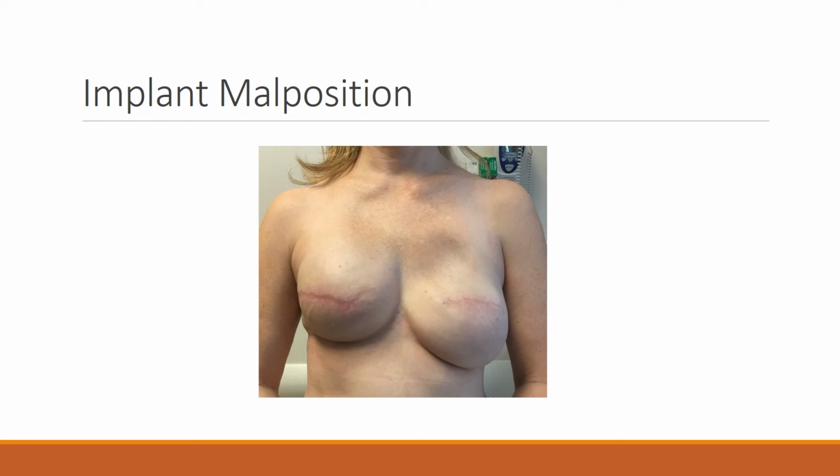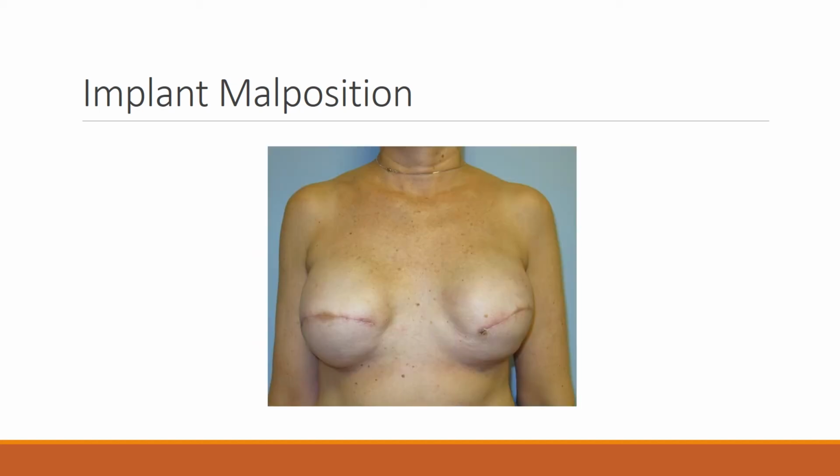This can be corrected by going in and surgically removing the implant, reestablishing the fold underneath the breast called the inframammary fold, and hiking up the implant, typically using the acellular dermal matrix.